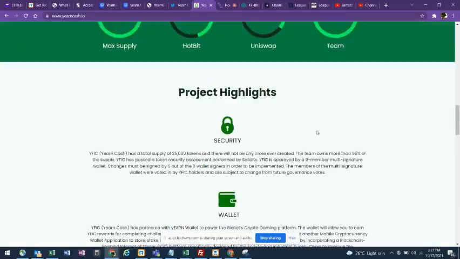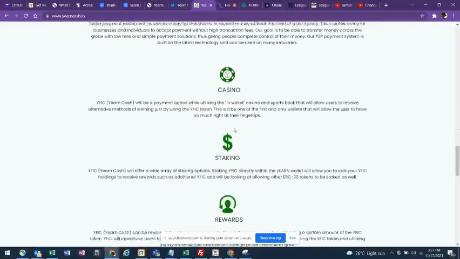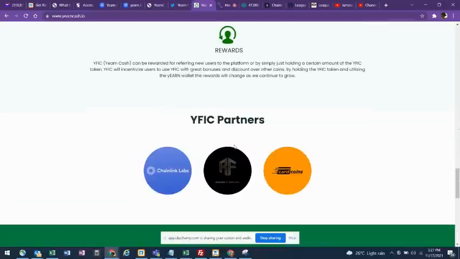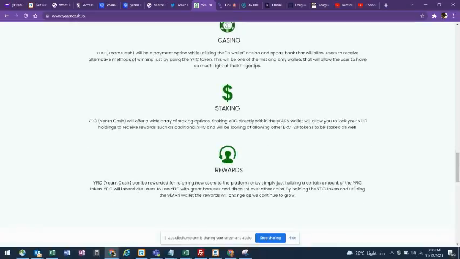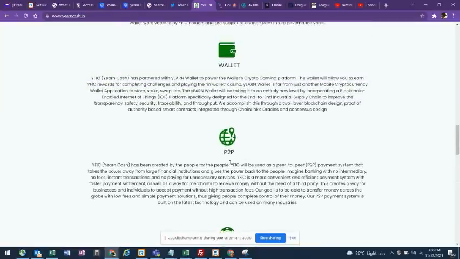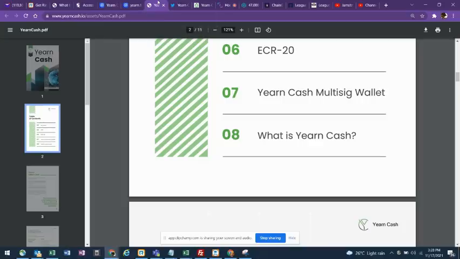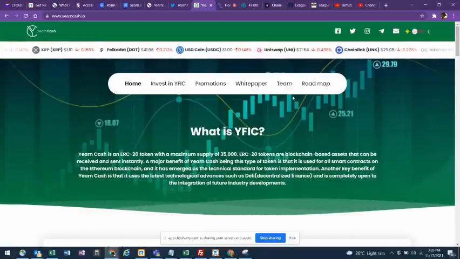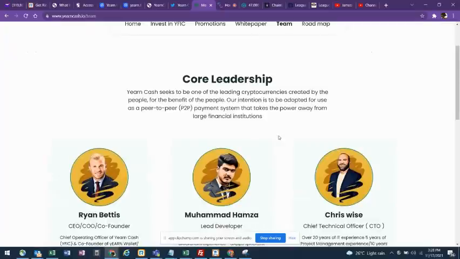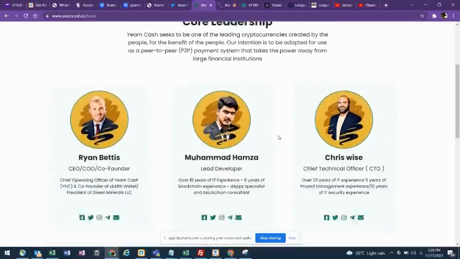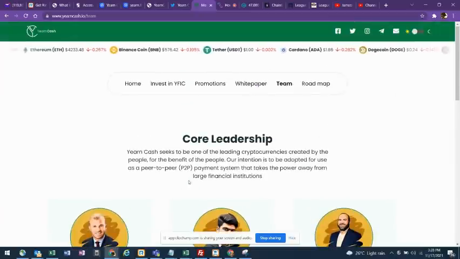This is the project highlights: the wallet, peer-to-peer, casino, staking, and rewards. Basically, you can use this token for rewards and staking. You can also use it for online payment or casino. It can be a wallet. What else? Let's go to the team. It's Ryan Betis, Muhammad Hamza, Chris Weiss, Ryan Mendoca, Kevin Bautista, and the roadmap.